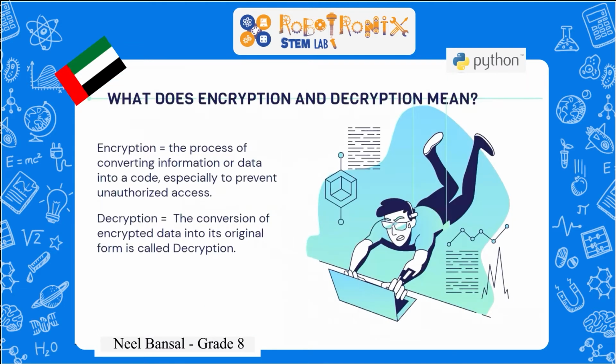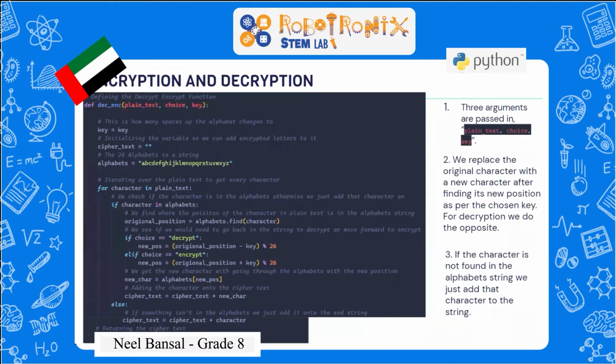So what do they actually mean? Encryption means the process of converting information or data into a code. This is usually used, for example, when a site has your password, they might encrypt it, so it would be harder for hackers to know what your password is. To decrypt that password is to take the encrypted data and take it back into its original state.